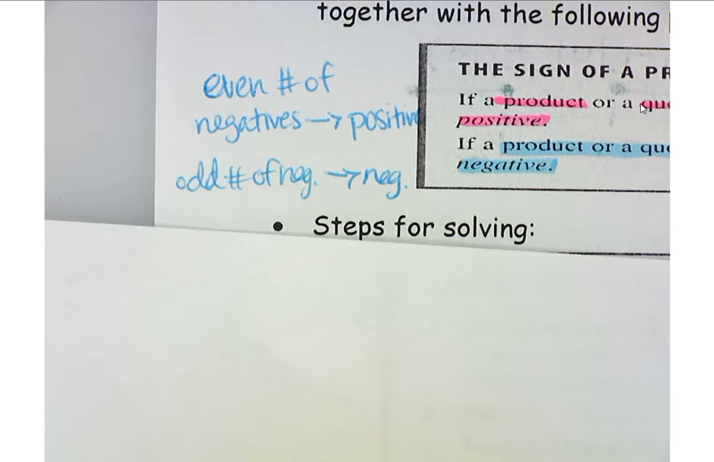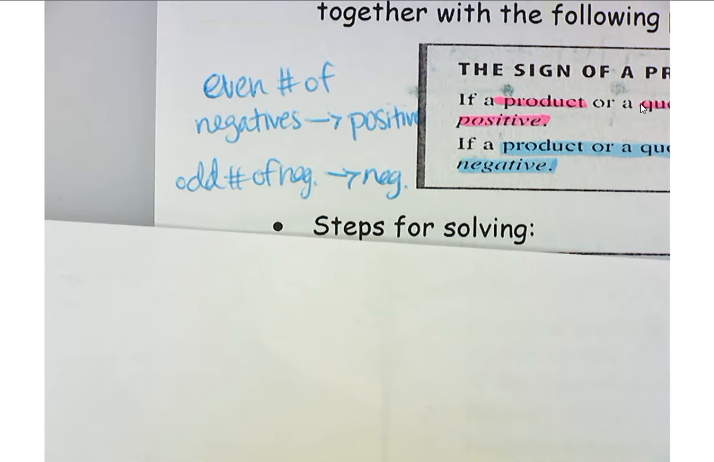So we know that if you have an even number of negatives, the result of that, if you multiply or divide, is going to be a positive, right? And that's because if you have a negative times a negative, it'll be a positive. So if it's an even number, it'll be positive. If there's an odd number of negatives, then the result is going to be negative.